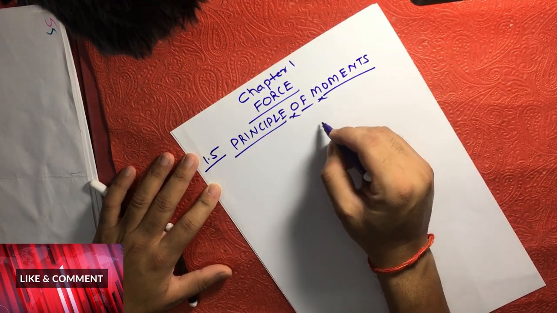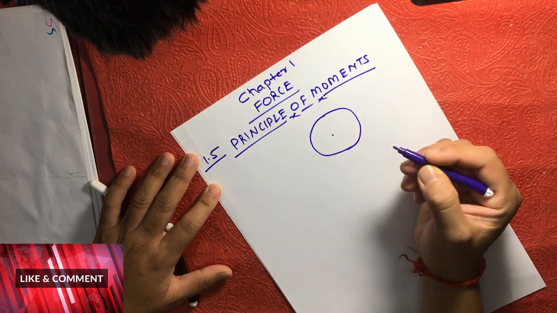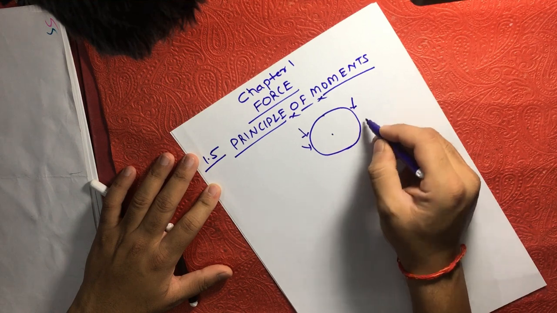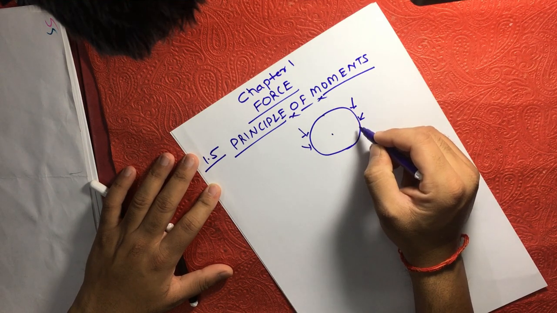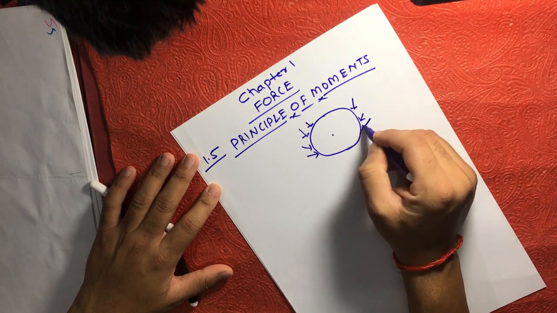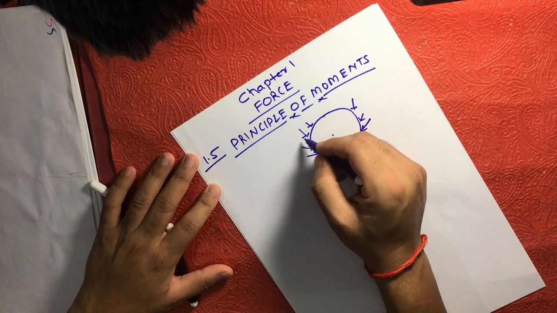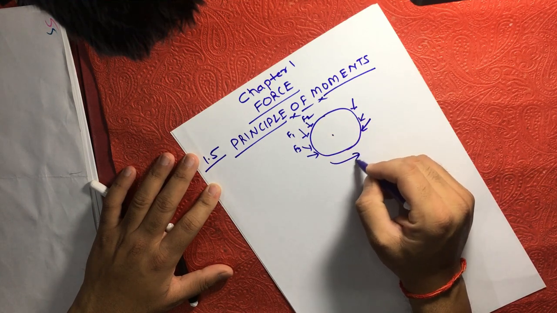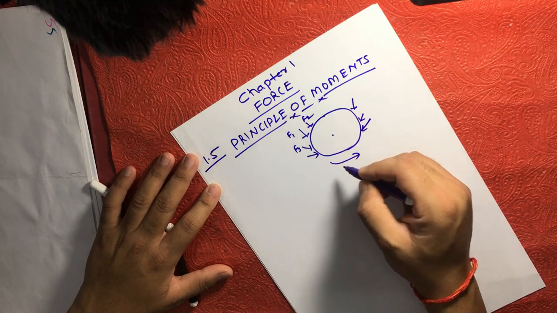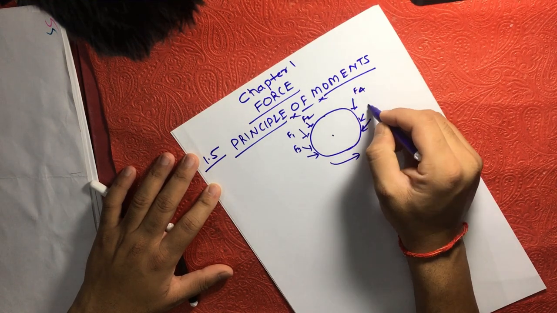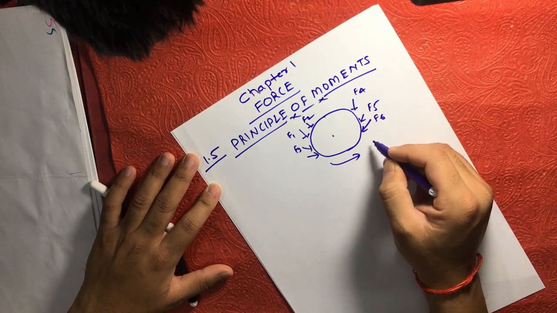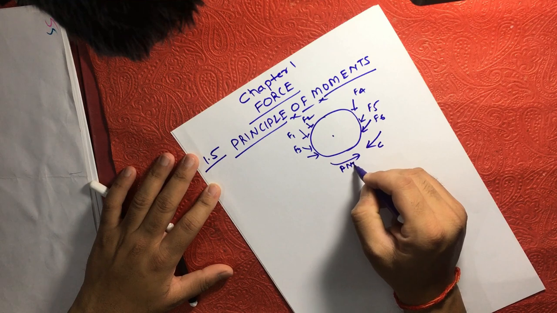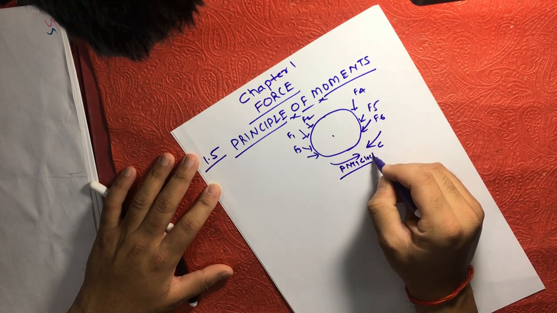So friends, let's say there is a body having a pivot. Now there are so many forces trying to rotate this wheel or this body, right? Let's say there are so many forces from the right side and from the left side as well. Let's say this is F1, F2, F3, etc. These forces are trying to rotate this body anti-clockwise, right? And let's say this is F4, F5, F6, etc. These forces are trying to rotate this body in the clockwise direction. This is anti-clockwise and this is clockwise.